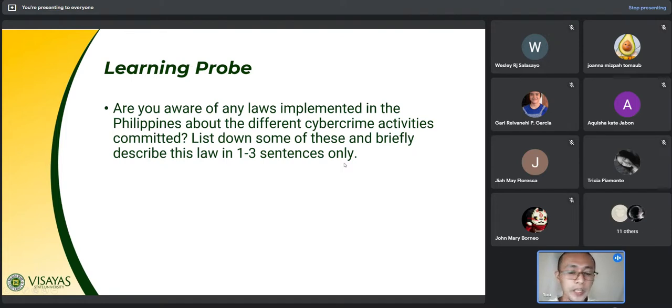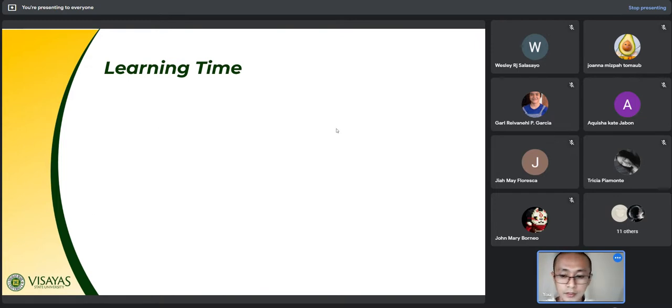Okay, well, anyway, class, for this afternoon, we'll be talking about the Cyber Crime Prevention Act of 2012, which is one of the actions of the Philippines to combat cyber crime incidents in the Philippines, so that we can now penalize those individuals violating the Cyber Crime Prevention Act of 2012. Okay, so we start our discussion.